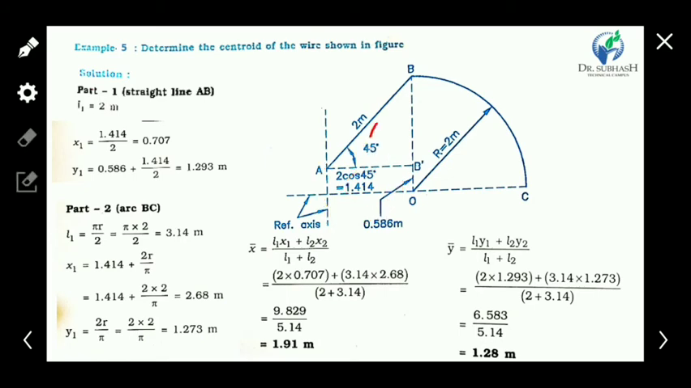So the total vertical length of this CG of AB is 0.586 plus 1.414. Clear? So the total y1 value is 1.293 meter. Clear?